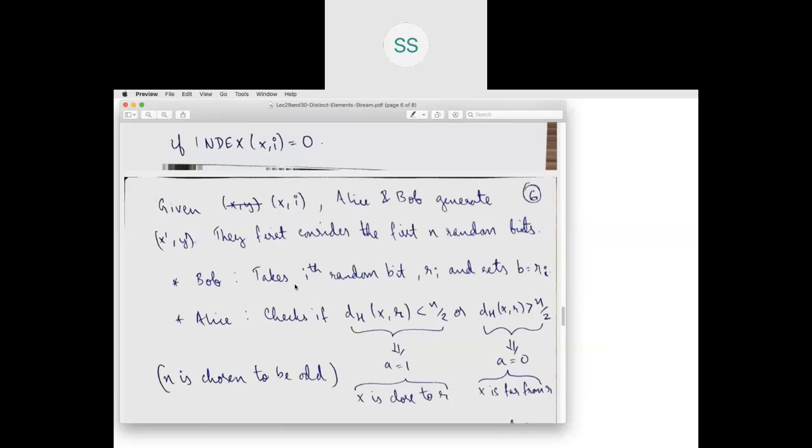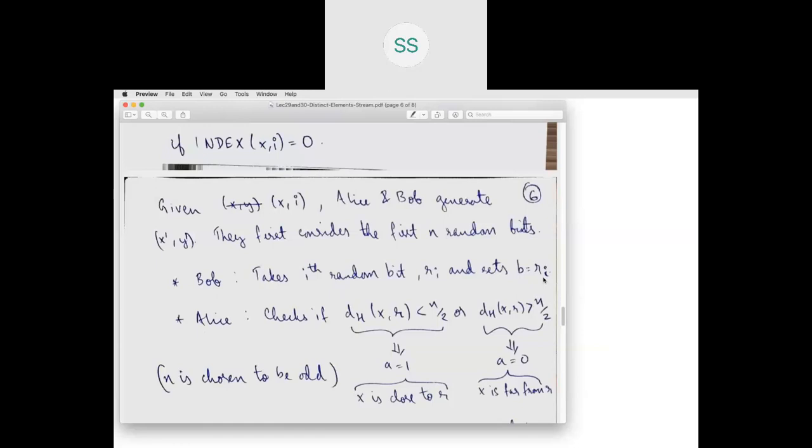What they do is, given x and i, which is the instance of index, Bob knows i because that's his input. They both look at the first n bits of the infinitely long random bit sequence. Bob looks at the ith bit of that random sequence, which is ri. He sets b equal to ri.